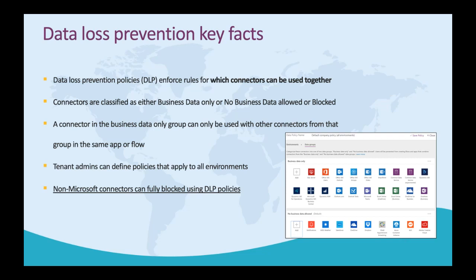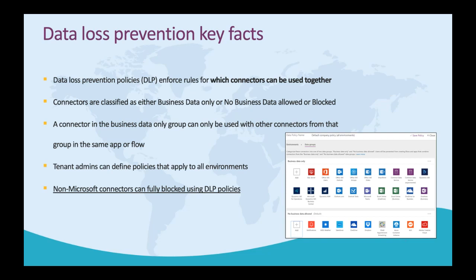Connectors are classified as either business data only, no business data allowed, or blocked. So there are 3 classifications for the connectors. A connector in the business data only group can only be used with other connectors from that same group for apps and flows. There are no cross-group connectors that can work in the DLP policies.